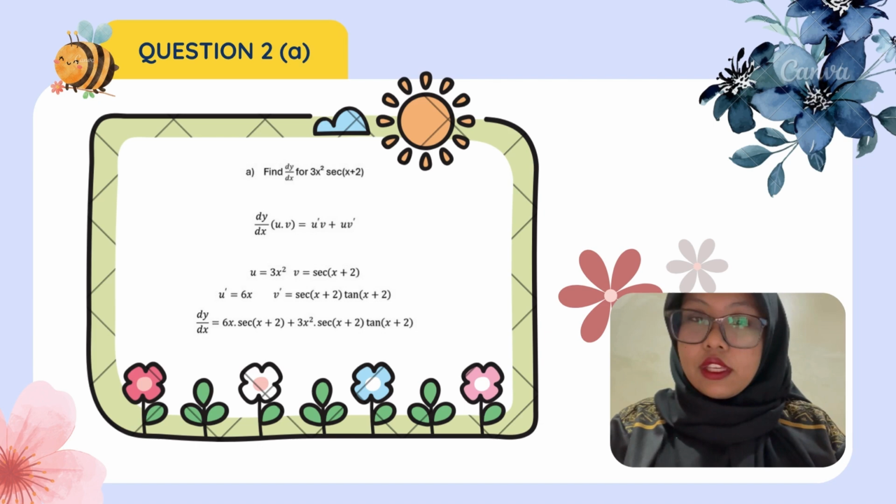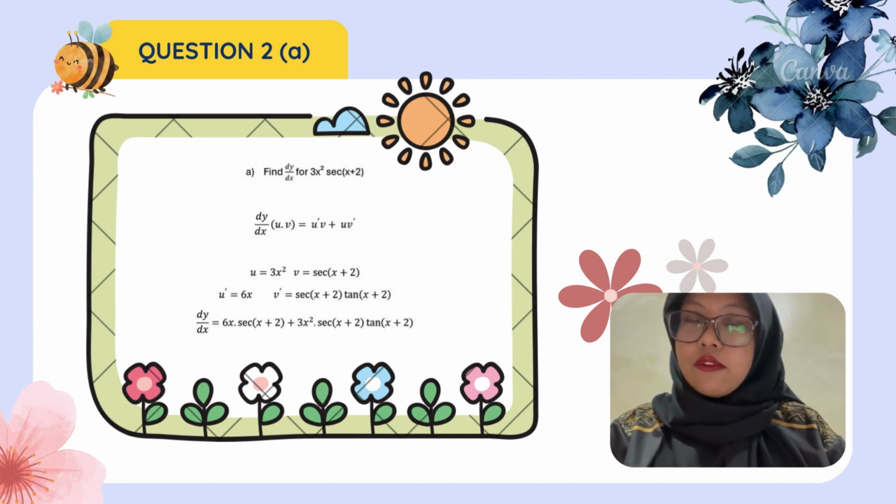We identify the first part as u equals 3x squared and the second part as v equals secant (x plus 2). Next, we differentiate each part separately. For u equals 3x squared, the derivative is u prime equals 6x. For v equals secant (x plus 2), we apply the chain rule since it's a composite function. The derivative of v is v prime equals secant (x plus 2) tan (x plus 2).